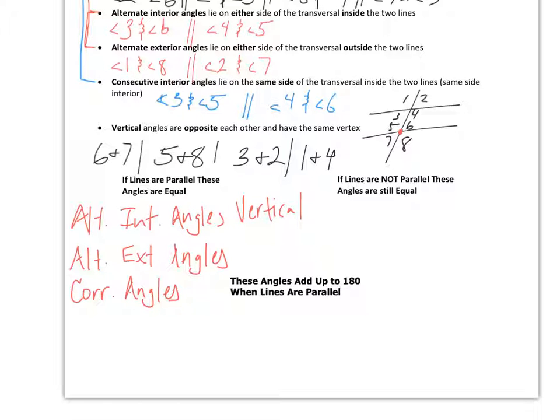Let's look at what if our lines aren't parallel, right? If lines are not parallel, these angles are still equal. Vertical.